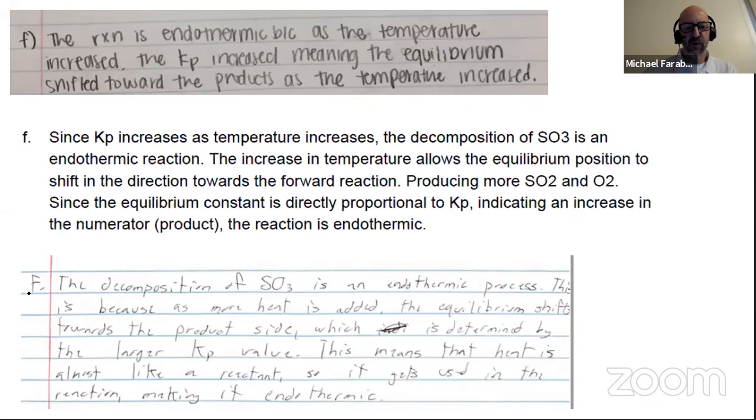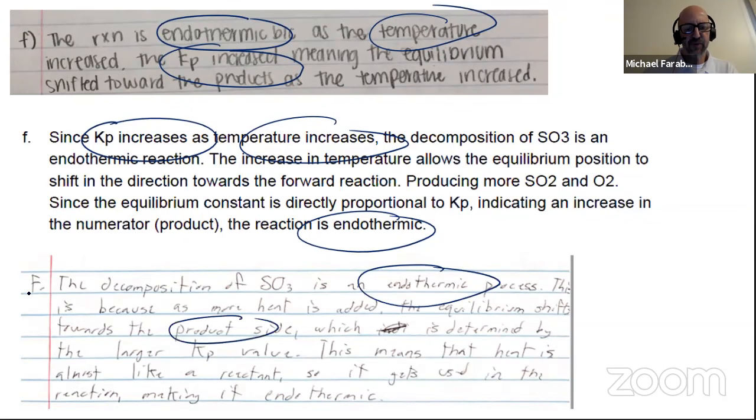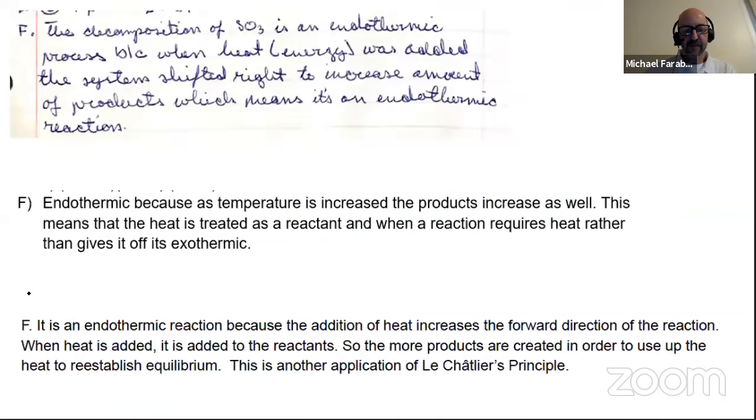All right, reaction is endothermic. Temperature is increased, Kp is increased. Since Kp increases as temperature increases, it must be endothermic. Okay, decomposition is an endothermic process because as more heat is added, it shifts toward the product side, larger Kp value. Those all look good.